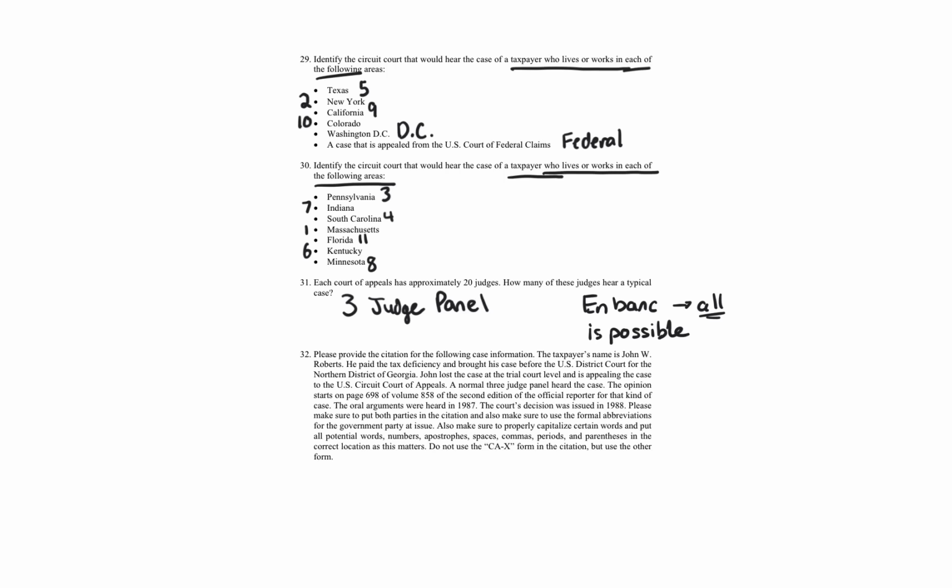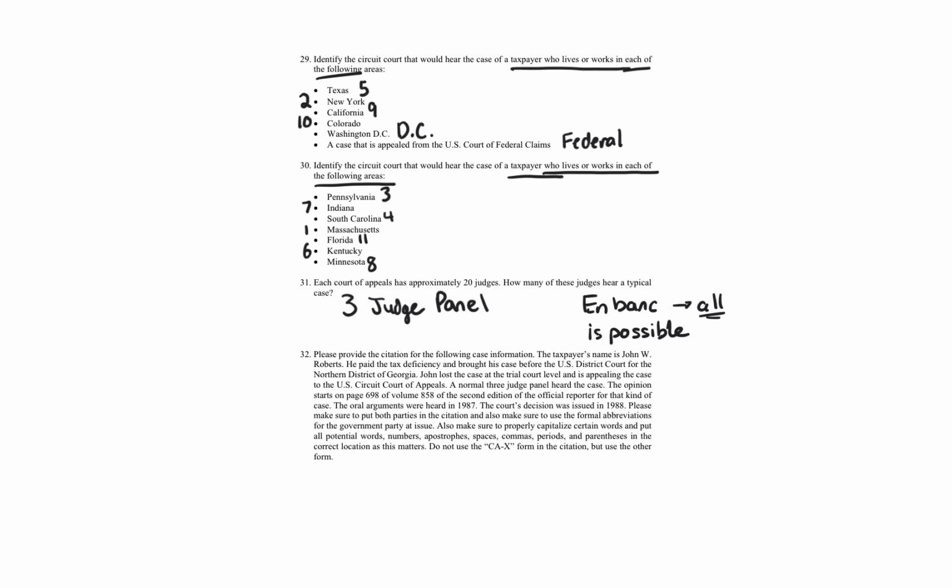The opinion starts on page 698 of volume 858 of the second edition of the official reporter for that kind of case. The oral arguments were heard in 1987. The court's decision was issued in 1988. Please make sure to put both parties in the citation and also make sure to use the formal abbreviations for the government party at issue.